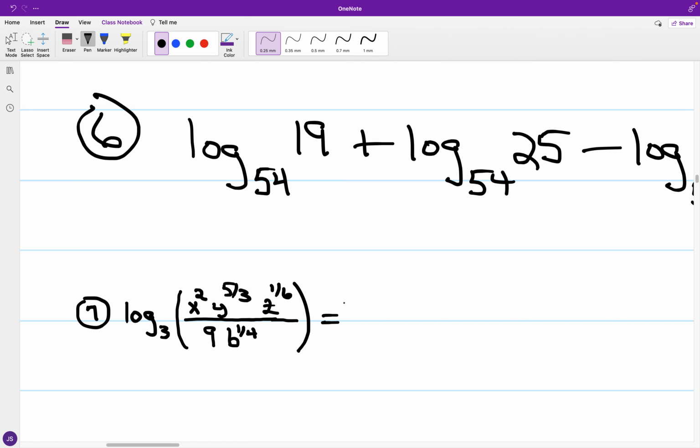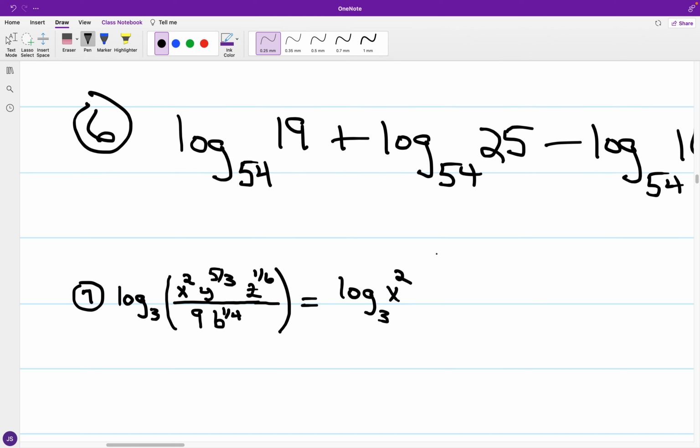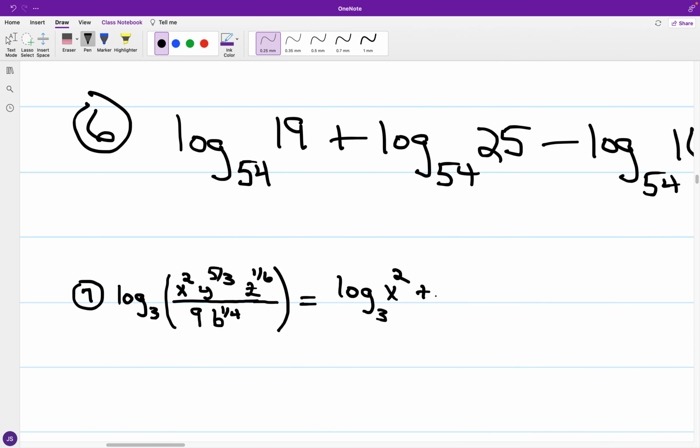So if I look at the top terms or factors, you have x squared. So we can start out with the base 3 logarithm of x squared, and with y to the 5/3 also in the numerator, you see we have plus the base 3 logarithm of y to the 5/3. And here we're going to have plus the base 3 logarithm of z to the 1/6.